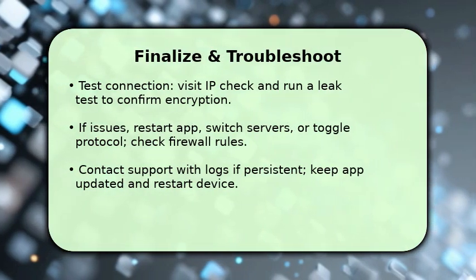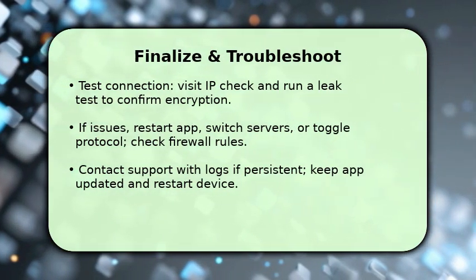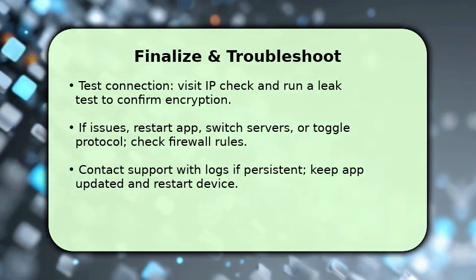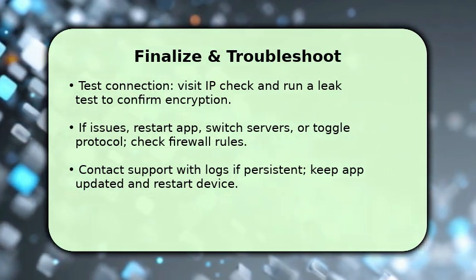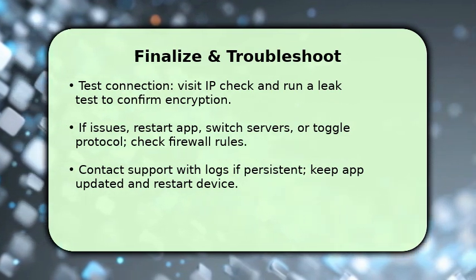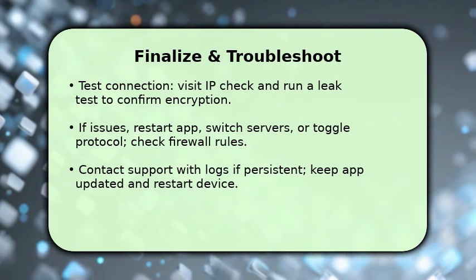Finish by connecting and verifying. Visit an IP check and run a DNS leak test to confirm your traffic is encrypted and routed through Mysterium. If the connection fails, restart the app, switch servers, or toggle the protocol. These quick swaps resolve most connectivity problems.